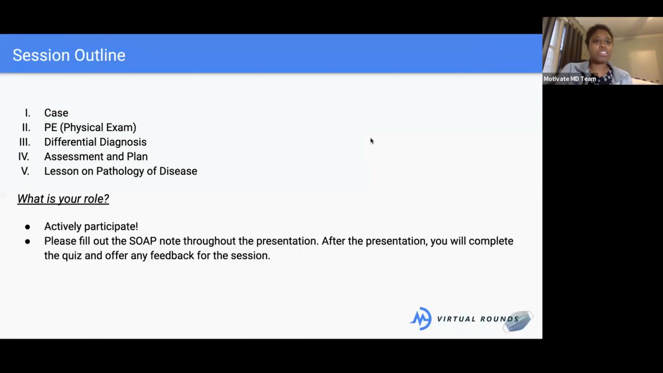Okay, so we'll start off by going through the case and then go through the physical exam, go through a very thorough differential diagnosis for this patient, an assessment and plan, and then talk about the pathology of the disease at the end. So yeah, actively participate, fill out the SOAP note, and if anything's unclear, just put it in the chat or unmute yourself.